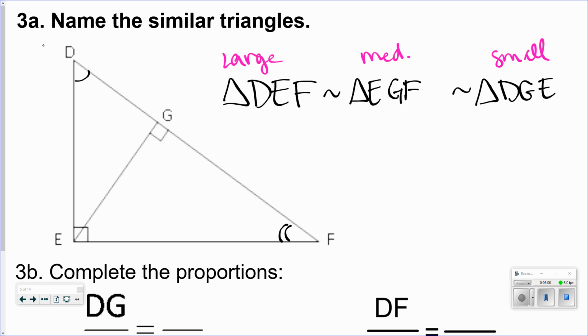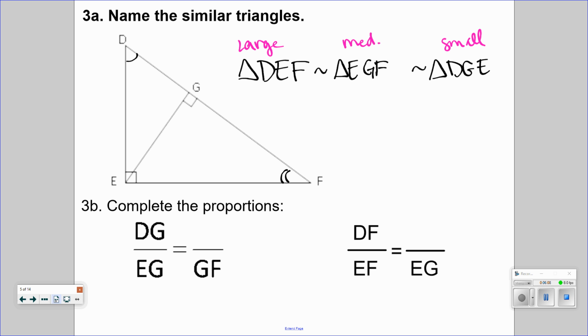Okay, we've got proportions to fill in. I want y'all to try them.